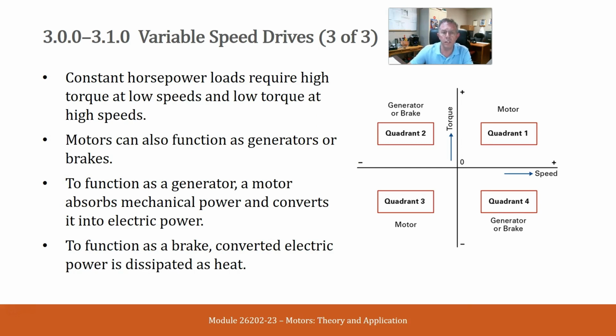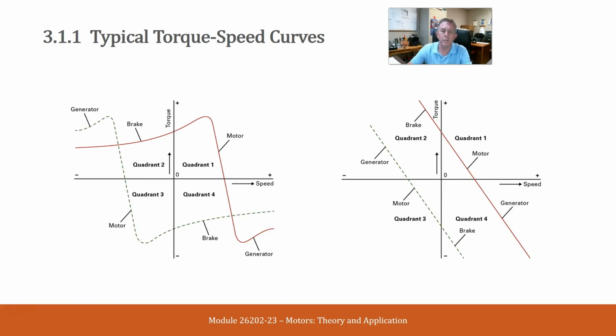Motors can also function as generators or brakes. To function as a generator, a motor absorbs mechanical power and converts it into electrical power. To function as a brake, converted electric power is dissipated as heat. Here are some examples of a typical torque speed curve.